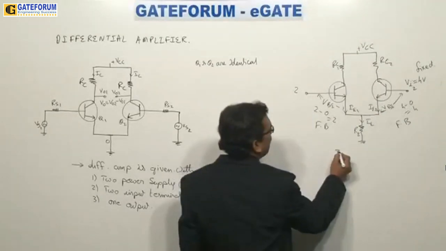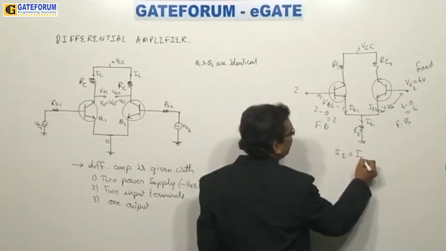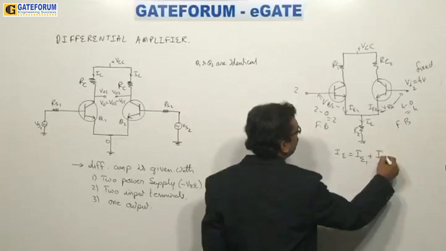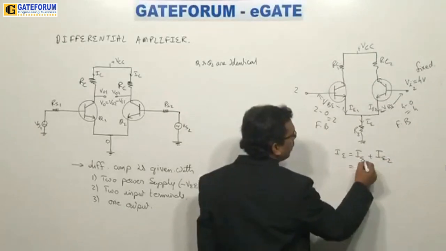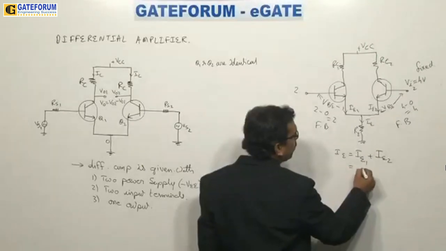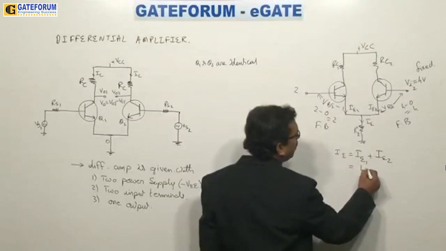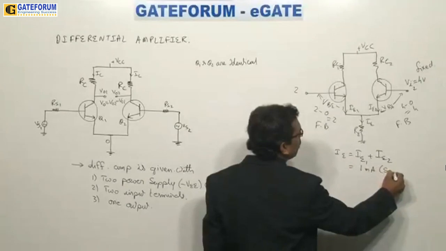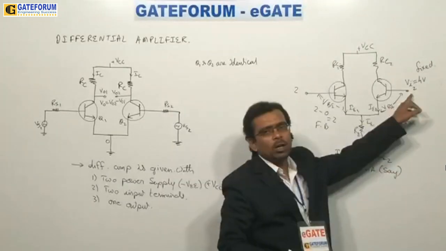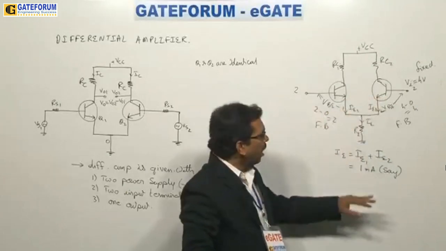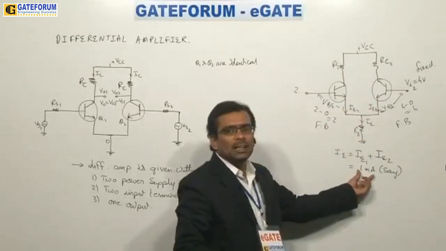Now let the arrangement be like this, IE equal to IE1 plus IE2. Now let the sum of these two currents be 1 milliampere. Let it be 1 milliampere. If you give more voltage, definitely you will get more value. Or else you can consider like this.